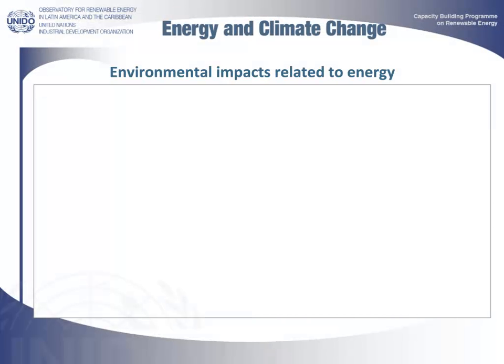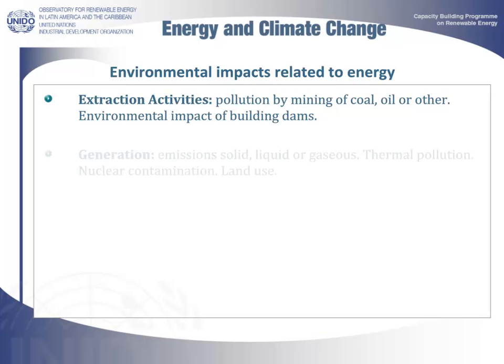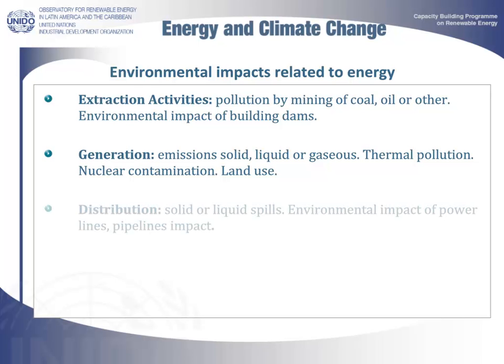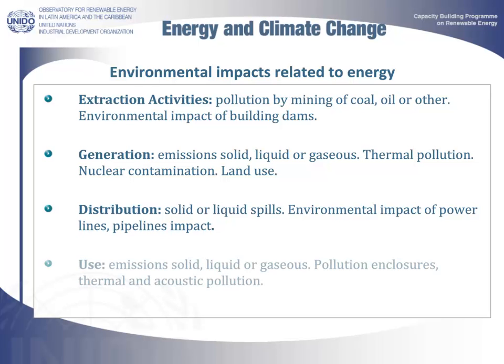The impacts on the environment to be considered are related to the disturbances generated in the different activities or processes that occur along the energy cycle. First, we have extraction activities. Pollution arises from mining coal or oil and other activities. We must also consider the environmental impact brought about by the construction of dams. Energy generation activities produce solid, liquid, and gaseous emissions, as well as thermal pollution. Pollution from nuclear energy must also be taken into account.